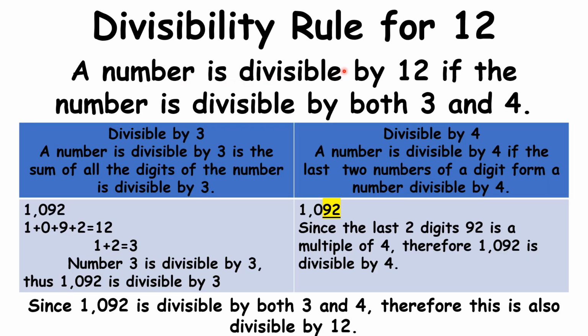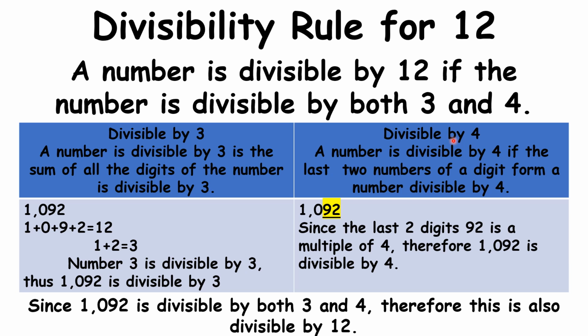Divisibility rule for 12. A number is divisible by 12 if the number is divisible by both 3 and 4. Remember the divisibility rule for 3. A number is divisible by 3 if the sum of all the digits of the number is divisible by 3. Example, is 1092 divisible by 3? Add all the digits. 1 plus 0 plus 9 plus 2 is equal to 12. Then add again 1 plus 2. It is equal to 3. So 3 is divisible by 3, thus 1092 is divisible by 3.